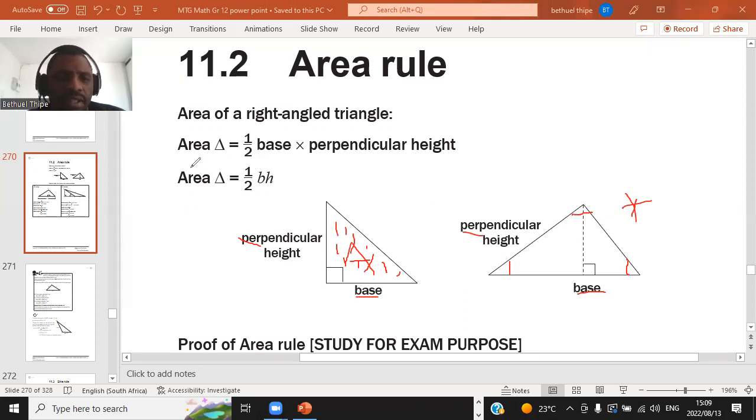Now I want us to look at this formula here. This formula says that the area of a triangle is given by half of base times height. Half of base, we are referring to this bottom side as the base. We can use B to represent the base. And for the perpendicular height, we're going to use H. So now we all understand that the area of a triangle is given by half the base times height.